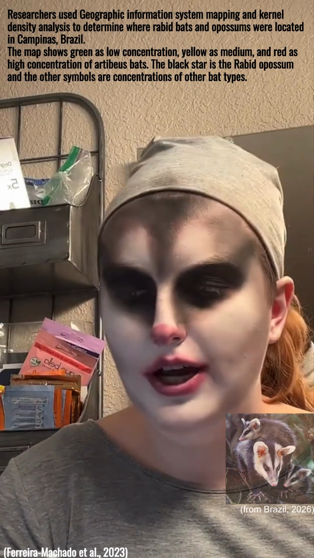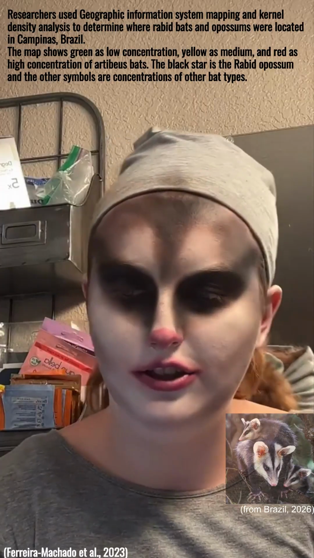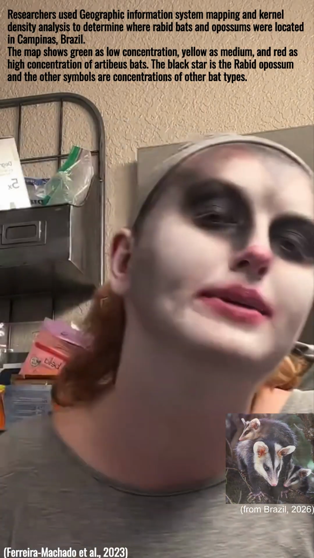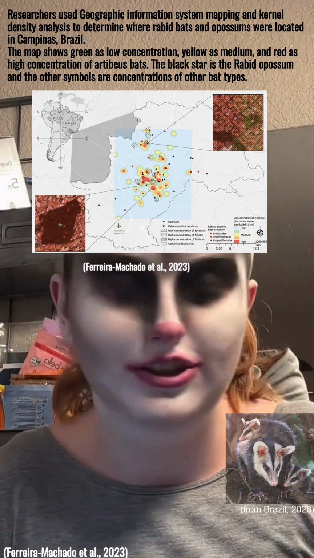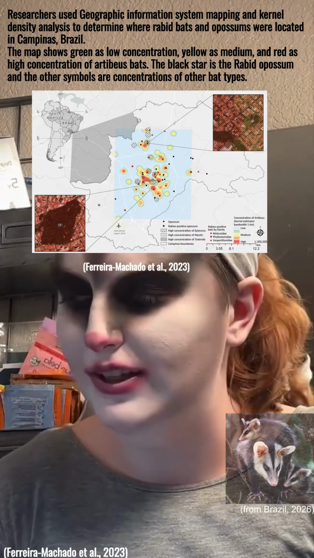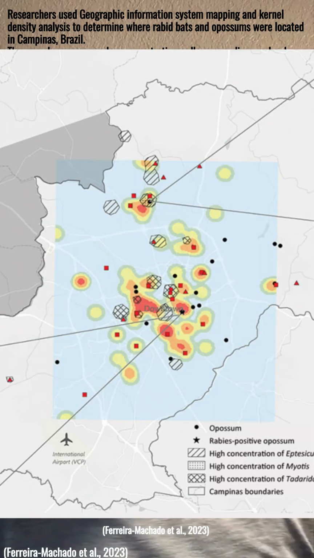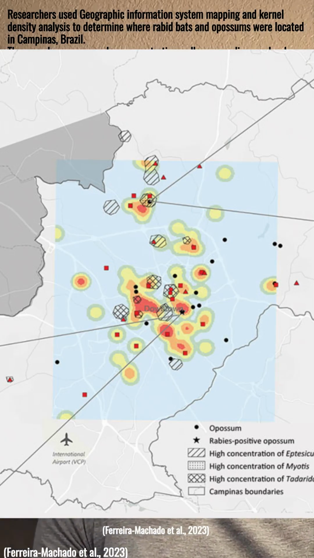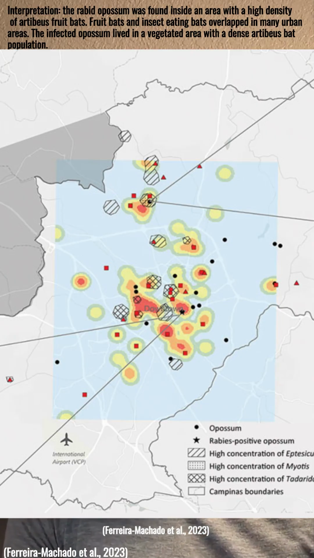Researchers used geographic information system mapping and kernel density analysis to determine where rabid bats and opossums were located in Campinas, Brazil. The map shows green as low concentration, yellow as medium, and red as high concentration of Artibeus bats. The black stars are the opossums, and the other symbols are concentrations of other bat types. Interpretation: the opossum was found inside an area with a high density of Artibeus fruit bats.